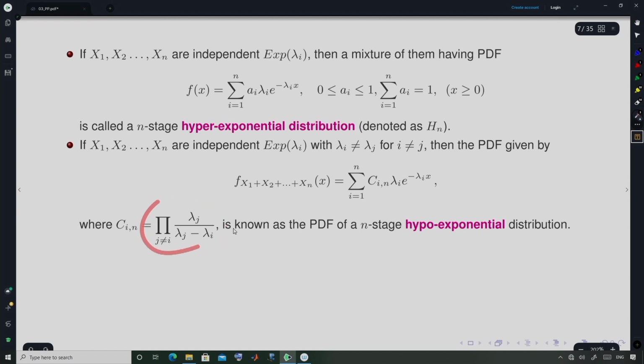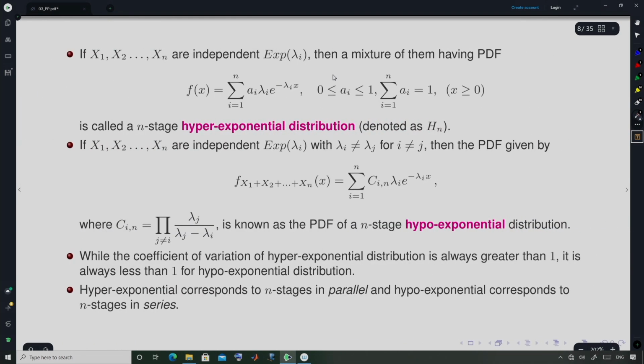So you will get this. It might look like the two have the same form, where this C_in is given by this. But this is not a mixture; it is given by this particular form. Sometimes this hyper exponential is also called mixed exponential, because it is a mixture of them.